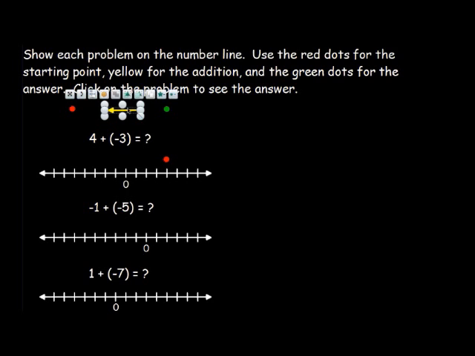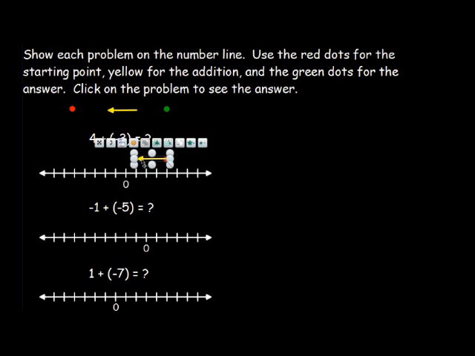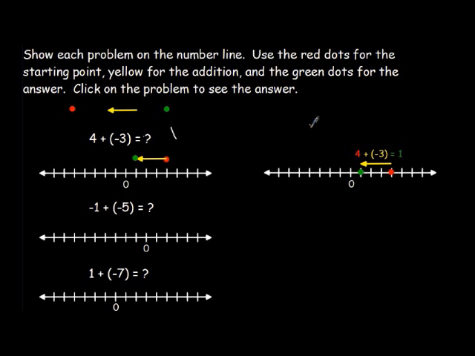Adding a negative, so we want to try and hold on to this. Alright, so add negative 3, so 1, 2, 3. So that's where I'm going to end. So that's 1 to the right, so 4 plus negative 3, I'm going to say is positive 1. Nice job.